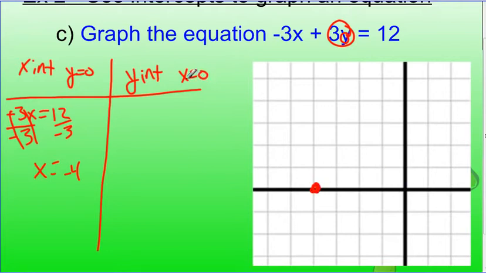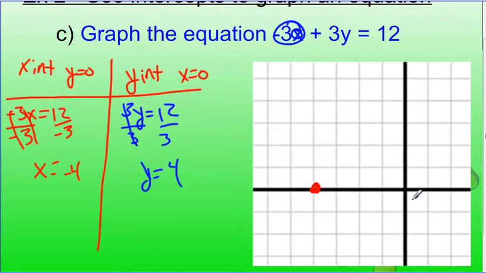On this side, x equals 0. So we get 3y equals 12. Divide by 3, divide by 3. These cancel. y equals 4. So there's the x-intercept. There's the y-intercept. And we'll freehand this guy. And there's our line.